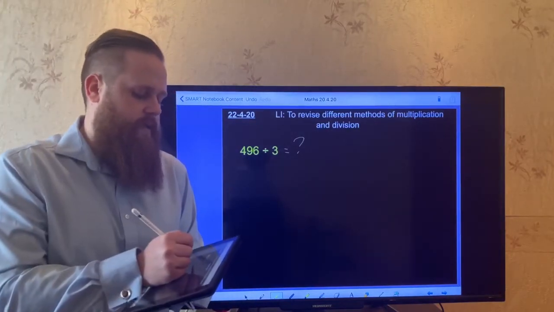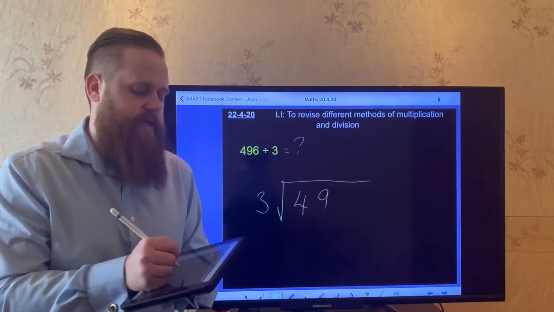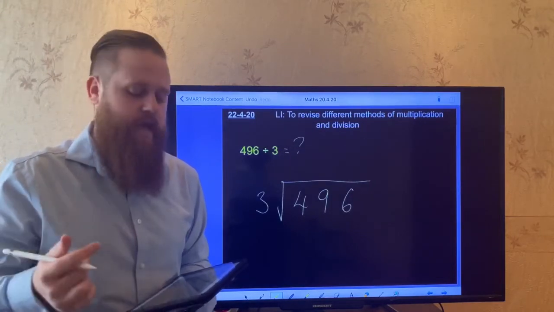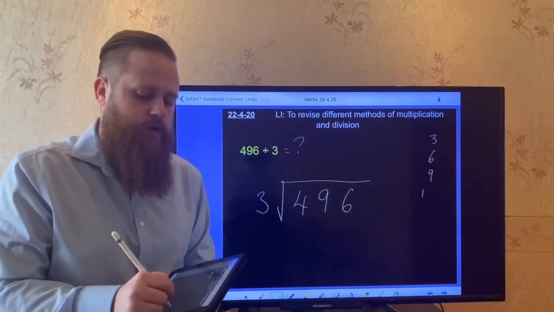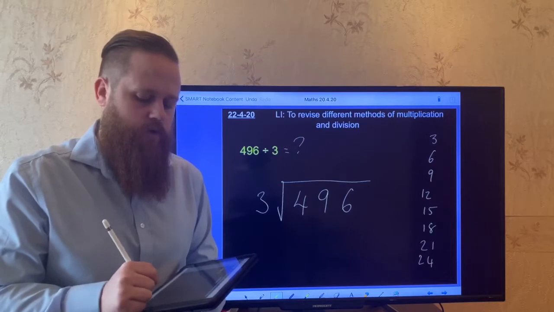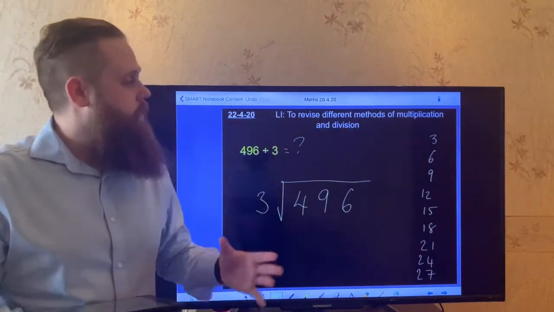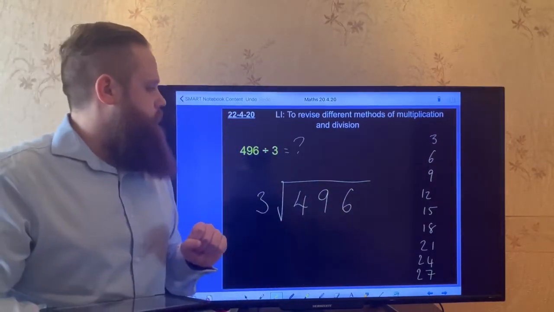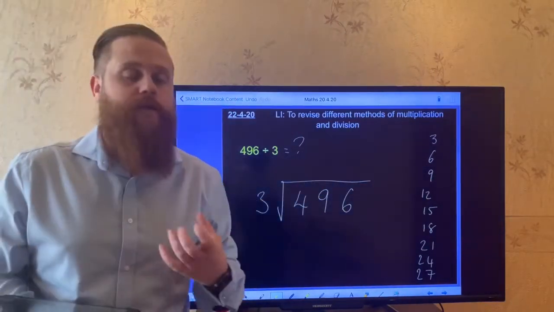So I'm going to write down 3, and that is going into 496. Now, before I start this, if you're ever stuck with your multiplication tables, write them down, okay? It can help you there. 3, 6, 9, 12, 15, 18, 21, 24, and 27. Remember, you'll never have to go further than the times by 9, because if you do, that means that this hasn't quite worked, okay? So, I've got my 3 times table here to help me if I need it. I've got my question laid out, and I can now start to solve it.